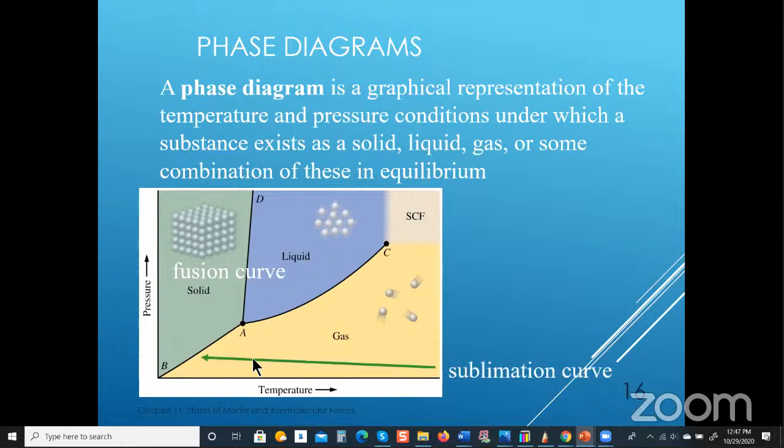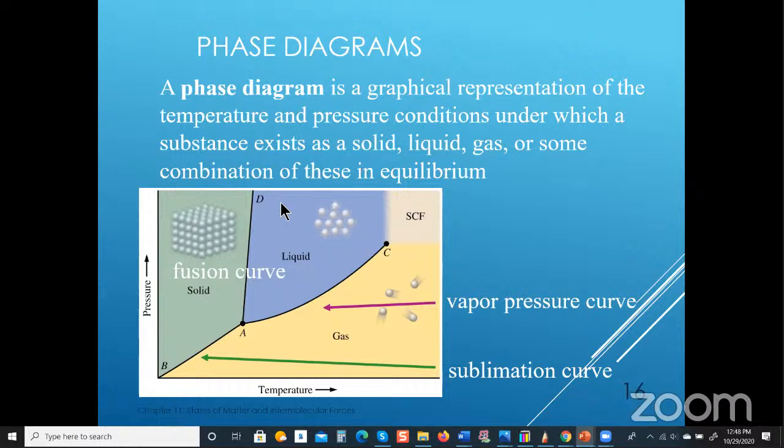And then the sublimation curve, which is this line here, represents the pressures and temperatures where you have an equilibrium between the solid state and the gaseous state, all right? And then the third curve from A to C shows you the various pressures and temperatures where you have an equilibrium between the gaseous state and the liquid state. So we call that the vapor pressure curve, right? So that's basically what each of these lines represents.